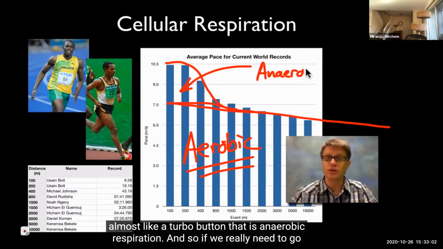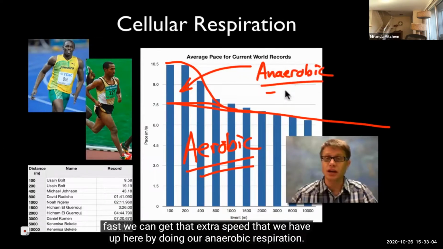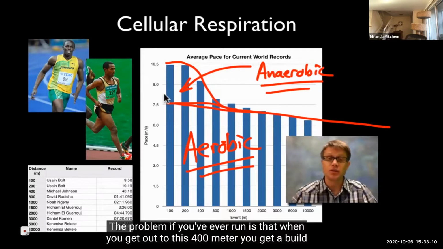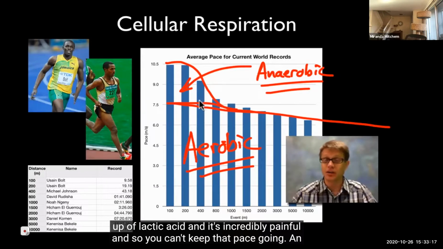And so if we really need to go fast, we can get that extra speed that we have up here by doing our anaerobic respiration. The problem, if you've ever run, is that when you get out to this 400 meter, you get a buildup of lactic acid, and it's incredibly painful. And so you can't keep that pace going.